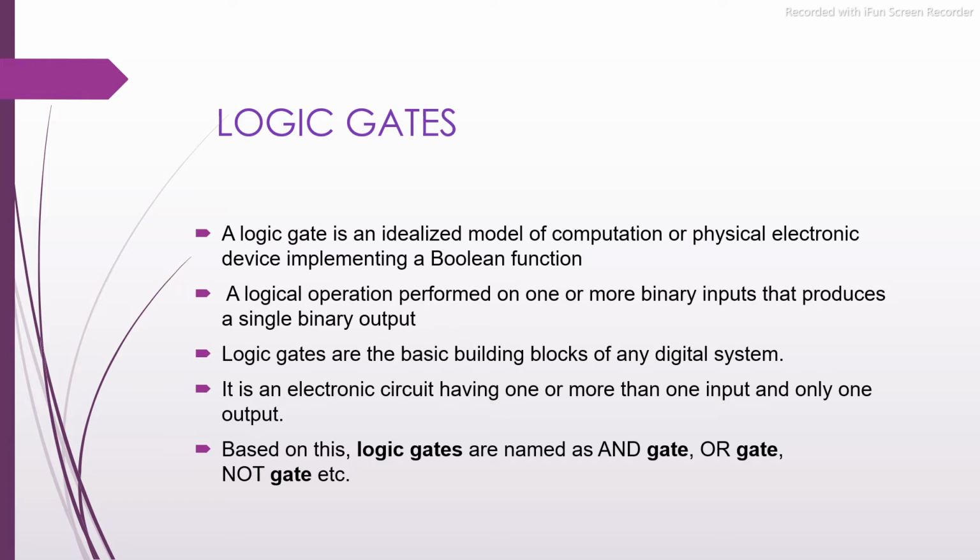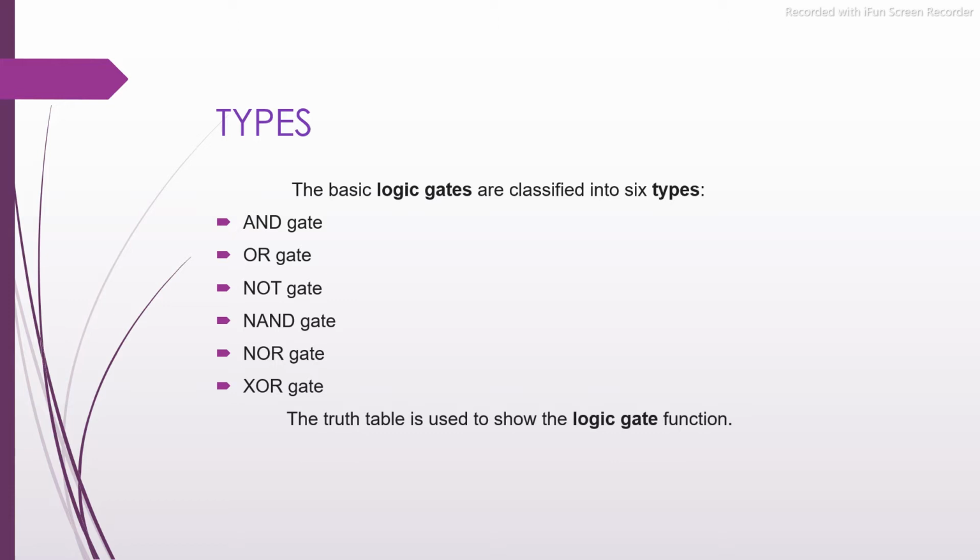Let's enter into types. Based on the logic gates, they are classified into 6 types: AND gate, OR gate, NOT gate, NAND gate, NOR gate, XOR gate, in which AND, OR, NOT are called as basic gates, NAND and NOR are called as universal gates, XOR is called as an exclusive gate.